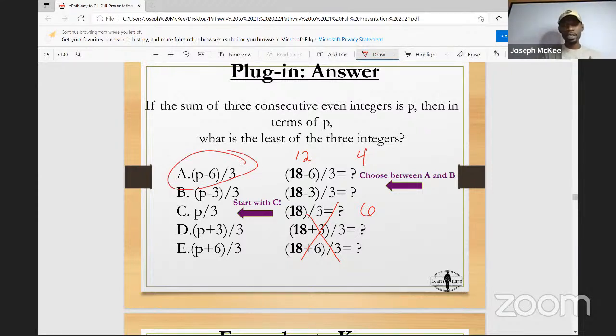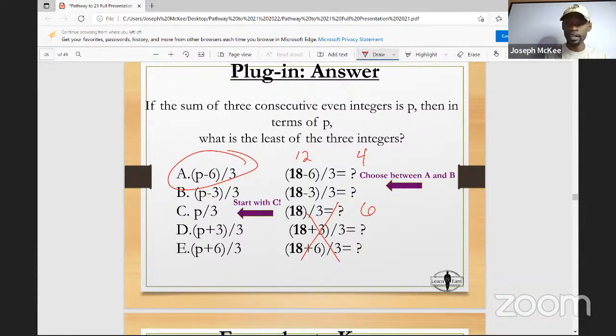So in this particular problem, we actually use both process of elimination strategies. The first was we had to plug in our own numbers to find out what P was. All right, so we got 4, 6, and 8. You could have used 2, 4, and 6. You could have used 8, 10, and 12 as long as they are 3 consecutive even integers.